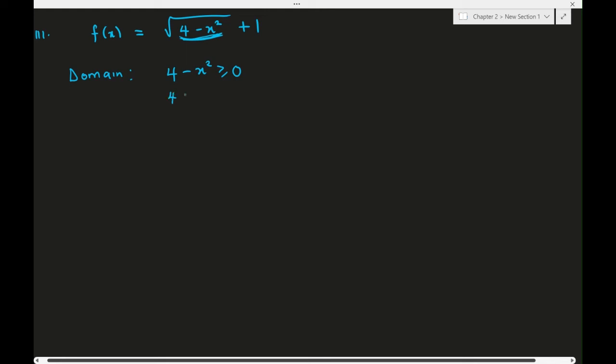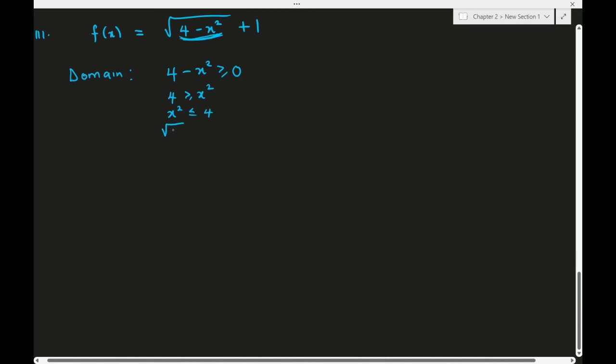So we solve for x. This means you can take x squared to the other side. So you have this, and I like rewriting it like this. You take the square root, and this is the square root of 4. This will be the absolute value of x is less than or equal to 2, right?